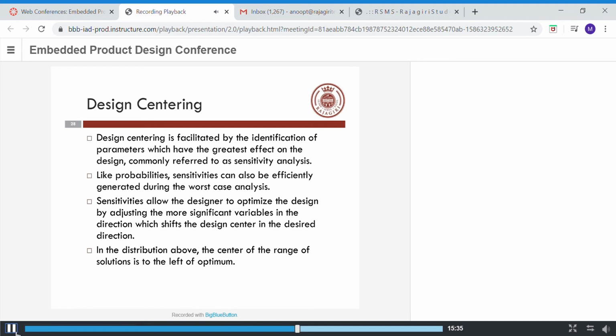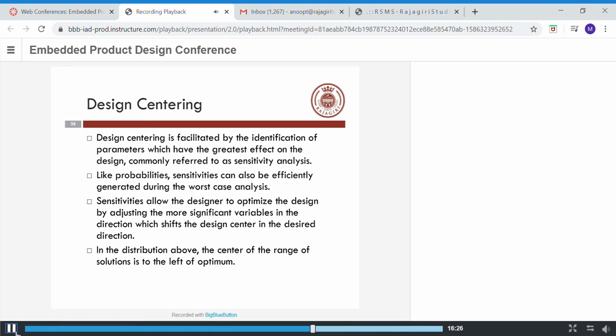Again, the probabilities were identified based on your worst case analysis. The sensitivities can also be efficiently generated during your worst case analysis. Sensitivities allow the designer to optimize the design by adjusting the more significant variables in the direction which shifts the design. So the idea here is you have certain equations, and in the equation you have parameters which will change the value of your particular solution. You need to identify those variables, parameters, and the sensitivity of that particular variable. If you identify the sensitivity of the variable, you'll be able to make the corresponding change and shift the whole probability graph to a centered position. So sensitivity helps you in that.